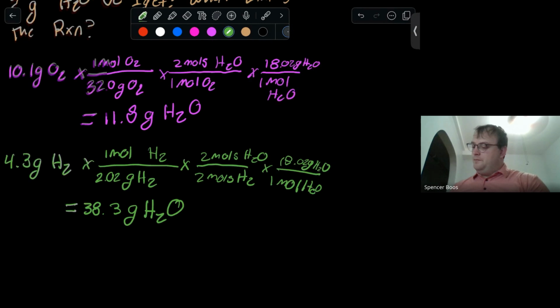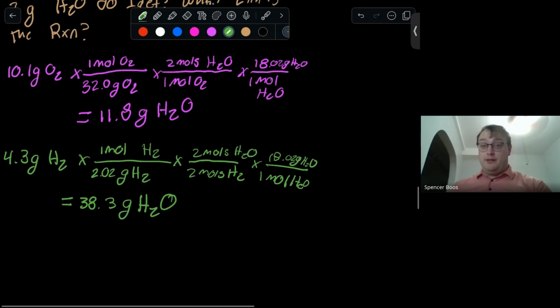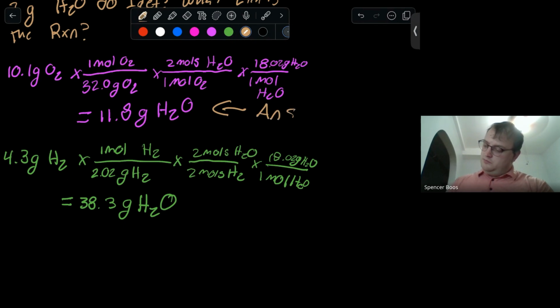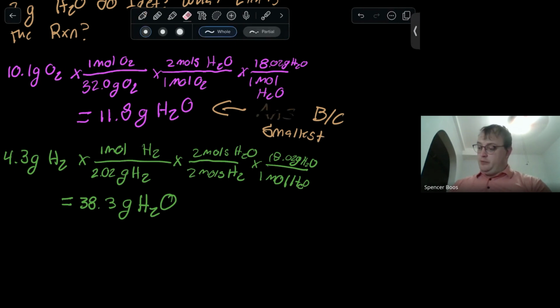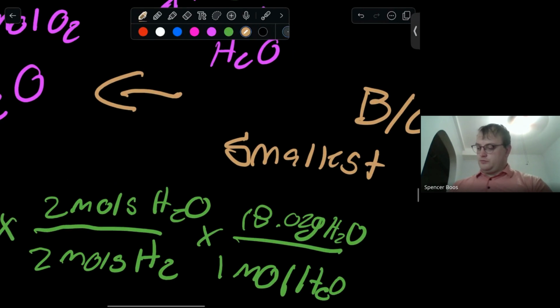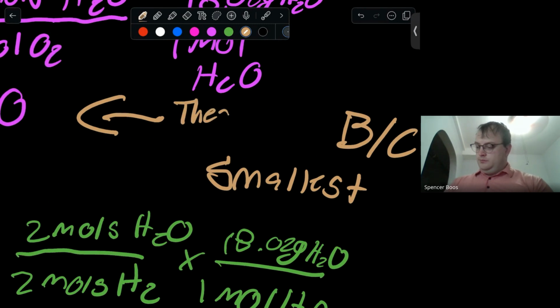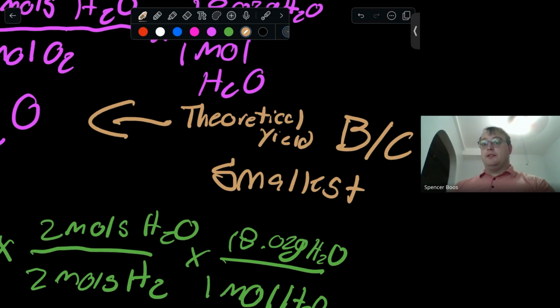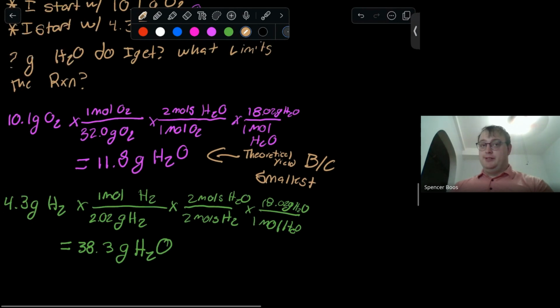So now I compare. Which one is the lowest? Or let me rephrase, answer isn't the best term here. This is our theoretical yield because it is smallest.